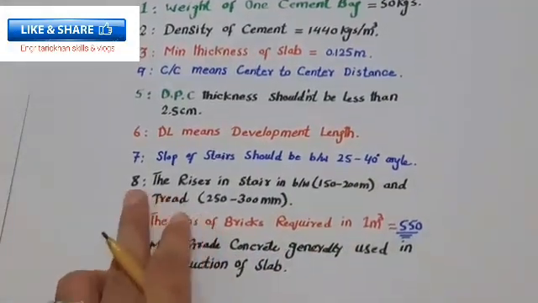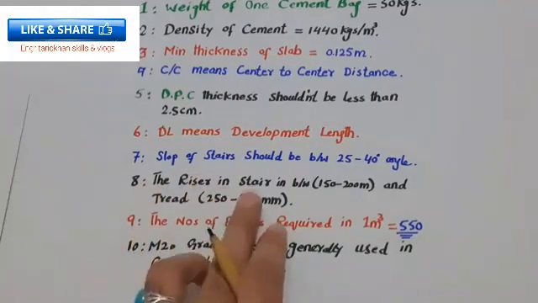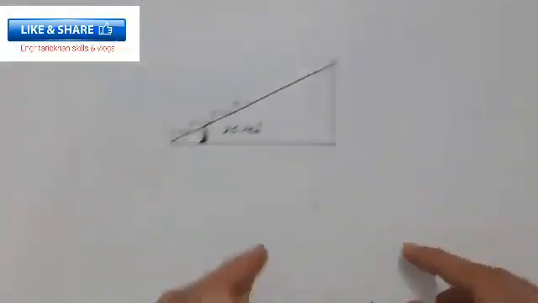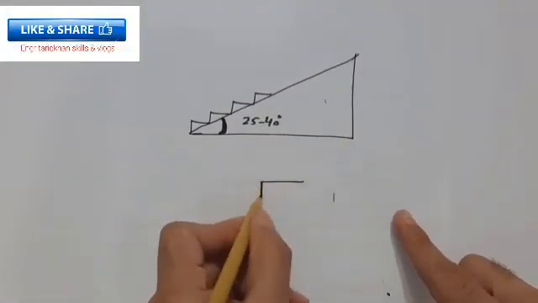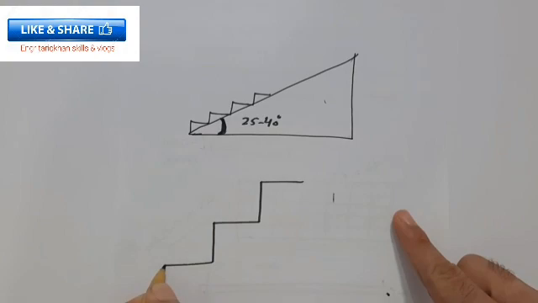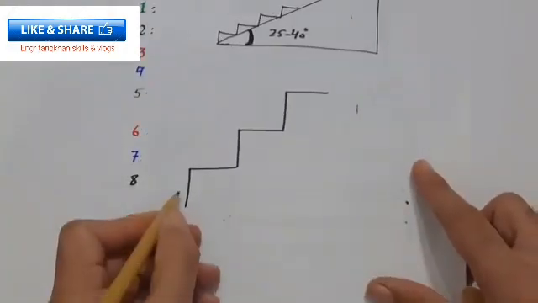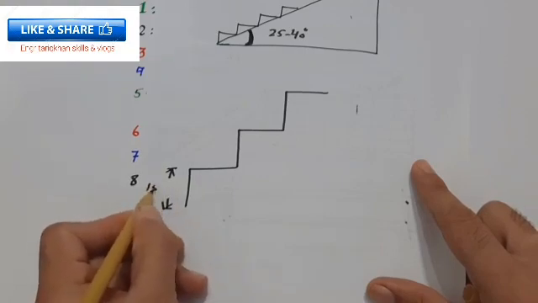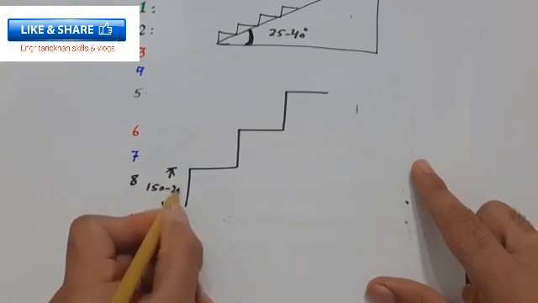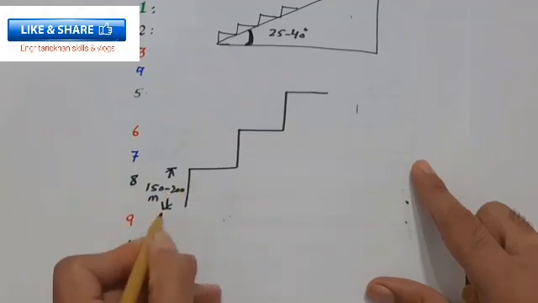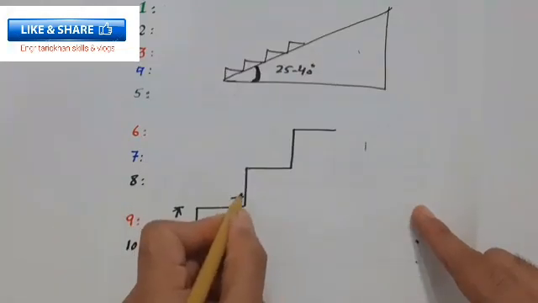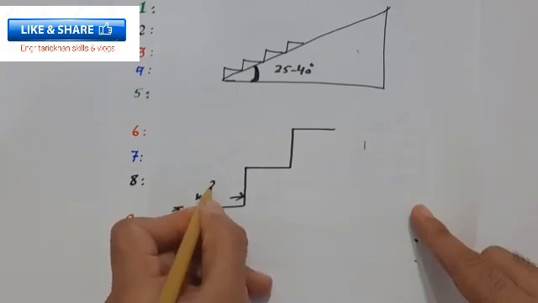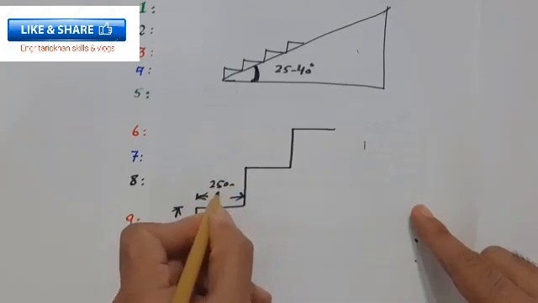Next one, guys, the eighth, the riser and tread of stairs. Riser means, as you can see in the steps, this is called the riser, and it should be between 150 to 200 millimeters in height. And the next one, this is called the tread, and the tread should be 250 to 300 mm.